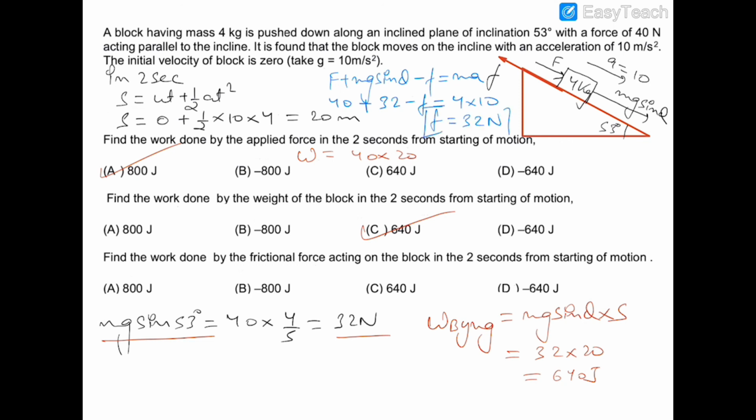We have calculated the value of friction. Now the work done by friction will be negative, because friction is acting up the incline and the block is sliding down the incline. So it would be minus F into S. So it is minus 32 into 20, which is the displacement. So the answer will be minus 640 joules, which is option number D. Now we move on to the next question.